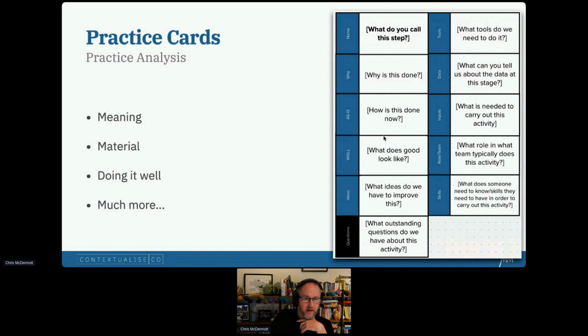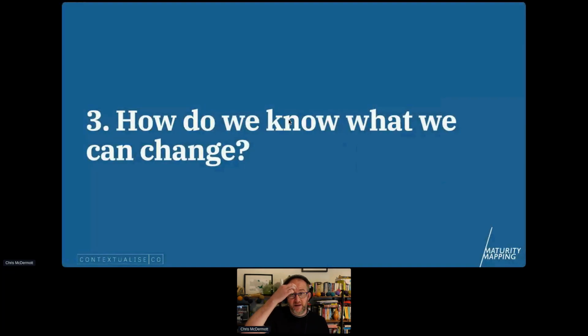We can go back to the three elements of social practice theory, and you can overlay. So meanings and purposes here around why. We have knowledge and procedure and how things are known and done as is. We have then tools that are used, data, inputs, etc. There'll be more material elements to it. The next question then is, how do we know what we can change? How can we make a change and improve our situation?